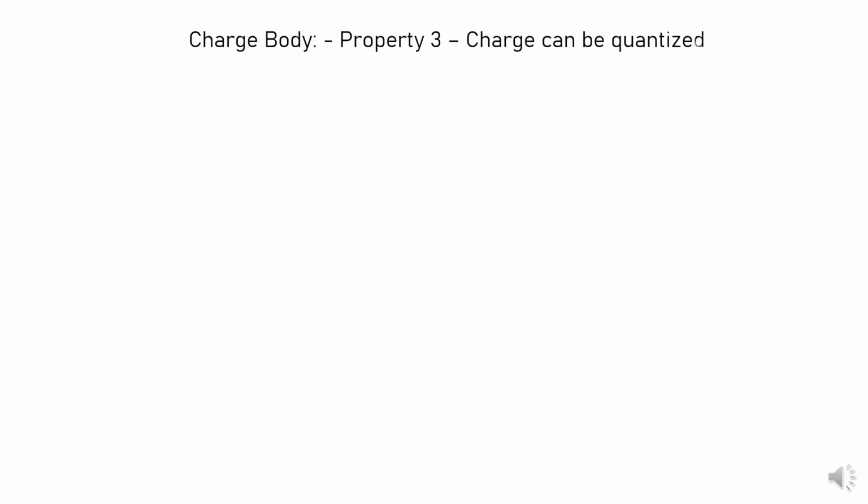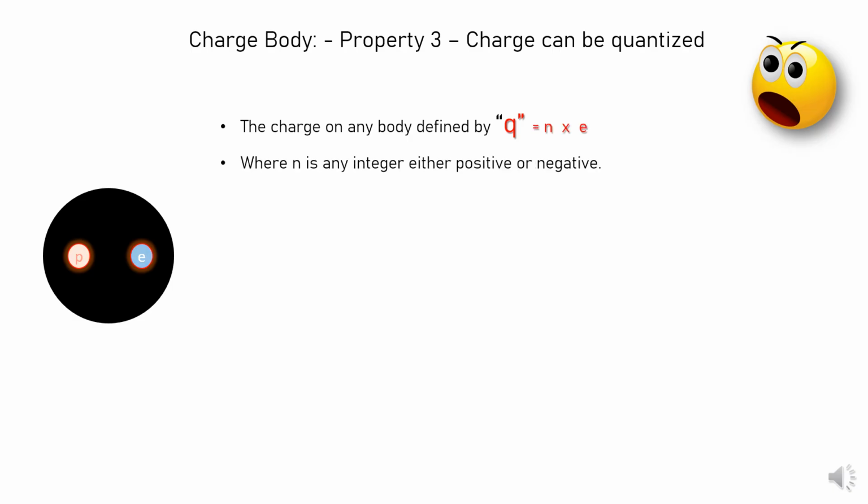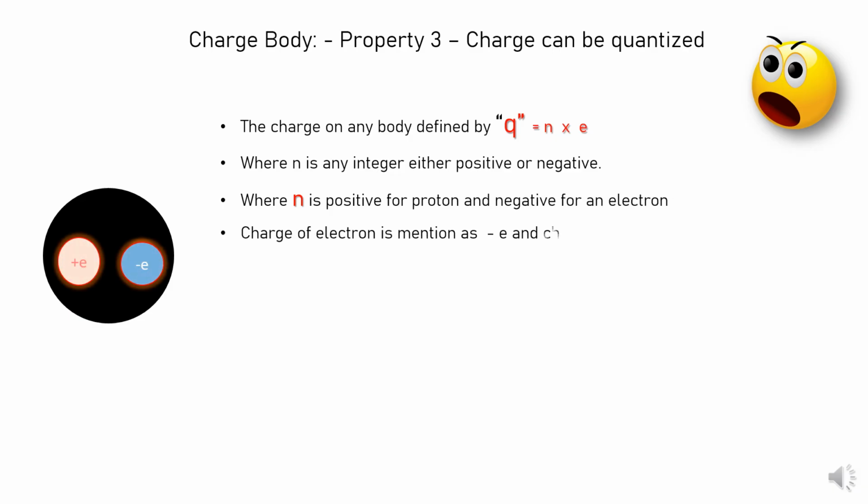Property number 3. Charge can be quantized. What does it mean? I have mentioned one particle consists of proton and electron. The charge of any body is defined by a letter small q, and it is nothing but n into e. N is any integer, either positive or negative. Positive for the protons and negative for the electrons. The charge of an electron is defined as minus e, whereas the charge of a proton is plus e.